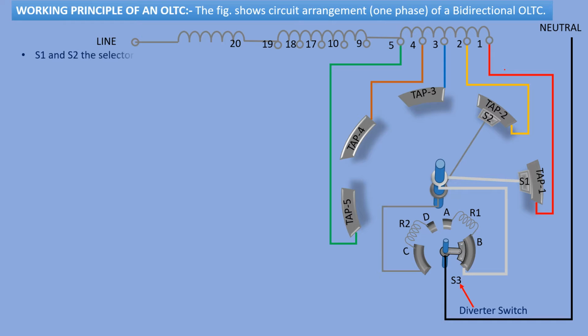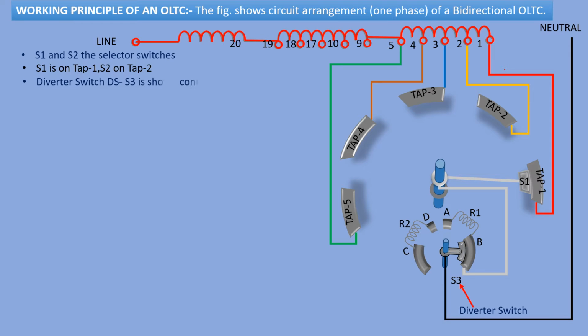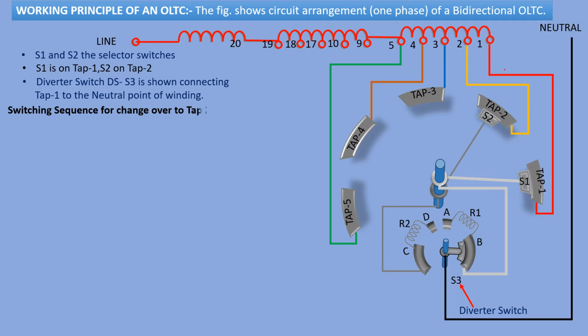S1 and S2 are the selector switches. S1 is on tap 1 and S2 is on tap 2. Diverter switch DS S3 is shown connecting tap 1 to the neutral point of the winding. Switching sequence for changeover to tap 2 is as follows.